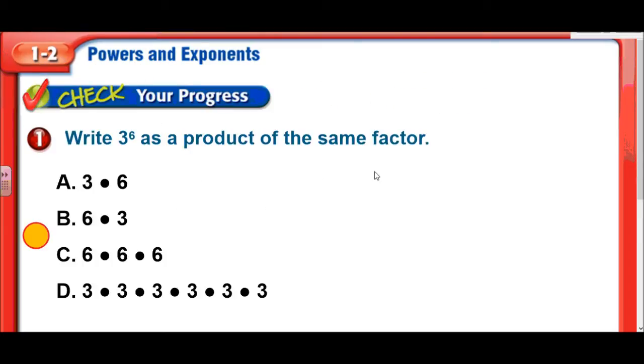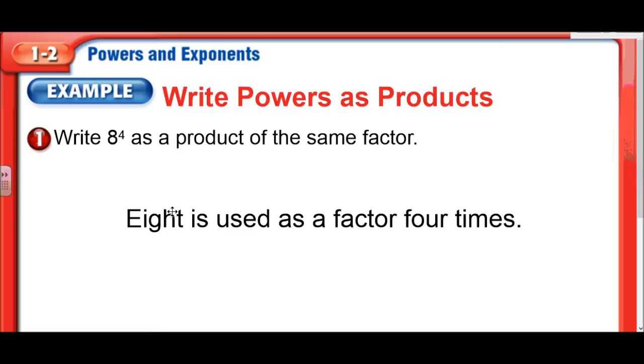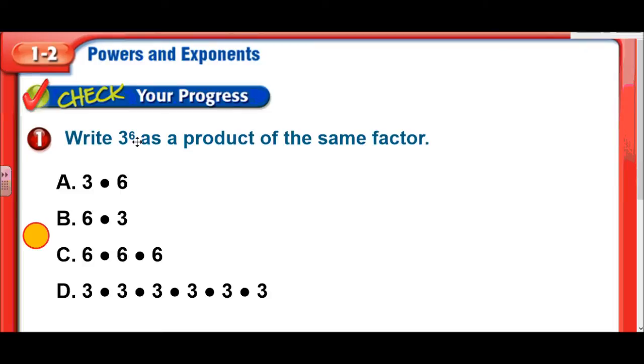Moving on. So here's a problem for us to try out. We're going to write 3 to the 6th power as a product of the same factor. So which one of these, I'll pause here a little bit, which one of these is writing 3 to the 6th power as a product of the same factor? So 3, as we look back over on this previous slide, 3 is going to be used as a factor 6 times. So where did that happen? Hopefully you found it by now. Right here. There are 6 3's. 1, 2, 3, 4, 5, 6. 3 is used as a factor 6 times.